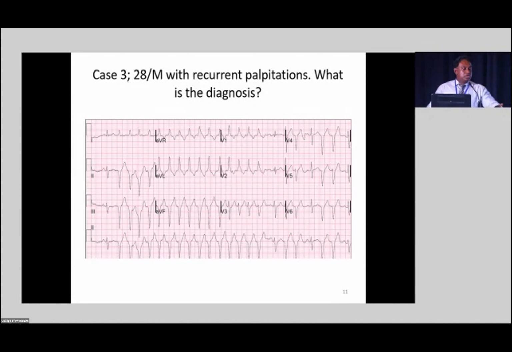But I can tell you, look at the AVR. If the AVR is tall, if the AVR is positive, and you say VT at the exam, 75% of the time you are going to be right. I think those are pretty good odds for looking at just one lead. 75% you are going to be right, if the AVR is positive.